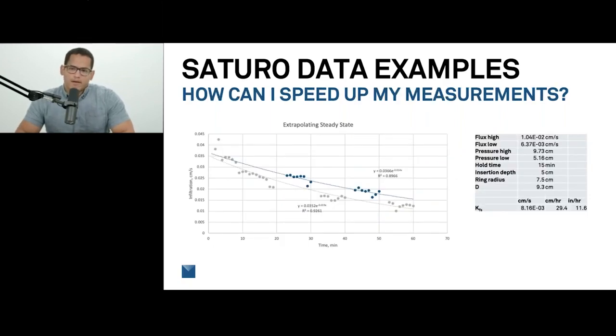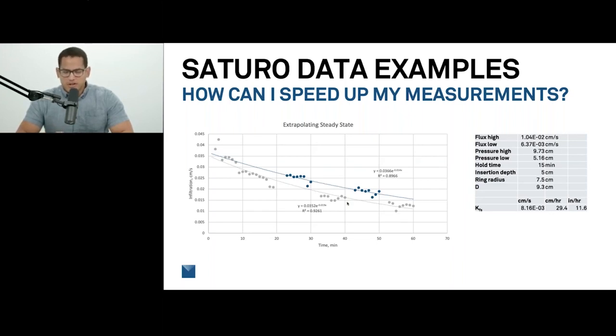Okay, so in this example, here we see, and we graph this a little differently because I'm trying to show a slightly different approach here. Here we see an infiltration curve over time at about a 60-minute measurement. It's a typical decay, as we see, with a higher infiltration rate initially and decreasing over time. The problem with this measurement is that it wasn't run for long enough to get a steady state value.